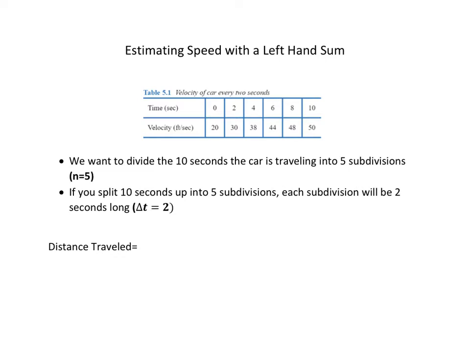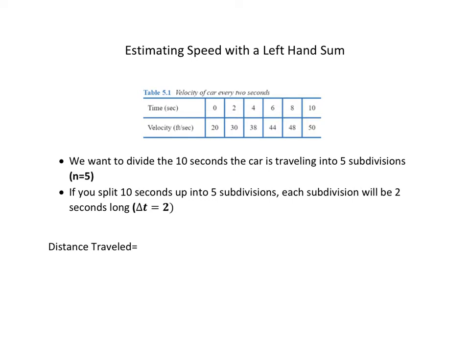So in this first example, we're going to use what we call a left-hand sum. So we're going to look at this car where from 0 to 10 seconds, the velocity of it's increasing. In other words, at 0 seconds, the car is doing 20 feet per second. And then it speeds up, and at 2 seconds, all of a sudden now it's doing 30, and so on. So hopefully you can see that here.